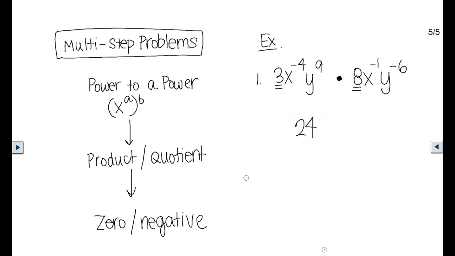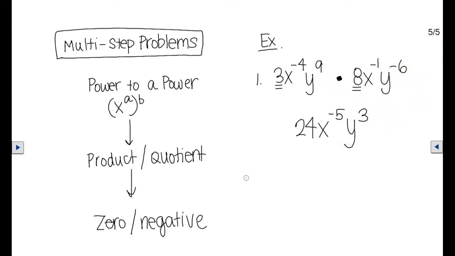And now the product rule takes over and tells you that when you're multiplying powers that have the same base, you add the exponents. So we're going to have to do the product rule for x and then the product rule for y. So for x, we will add negative 4 plus negative 1, which is negative 5. And then for y, we'll add 9 plus negative 6, which is 3.